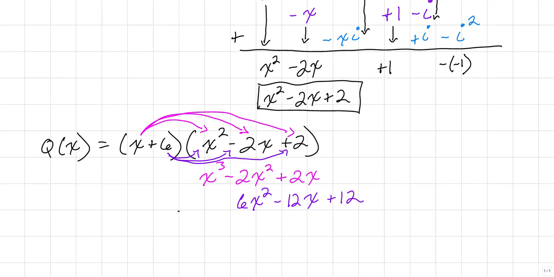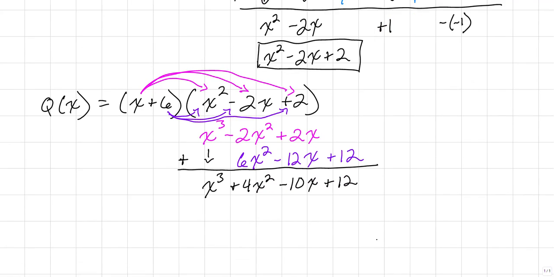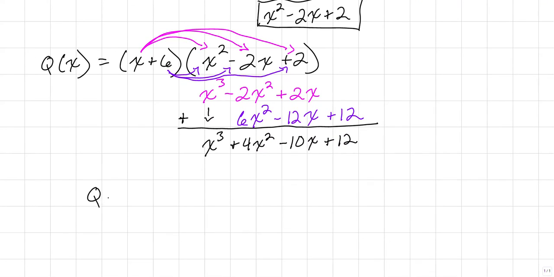And we're going to do the same thing that we did just above when we multiplied the two complex components together. This simply becomes x cubed. Negative 2x squared plus 6x squared, because I should have put a plus sign there, is going to be 4x squared. And 2x minus 12x is a negative 10x. And the constant doesn't change. And so now I have my polynomial q of x is equal to x cubed plus 4x squared minus 10x plus 12.